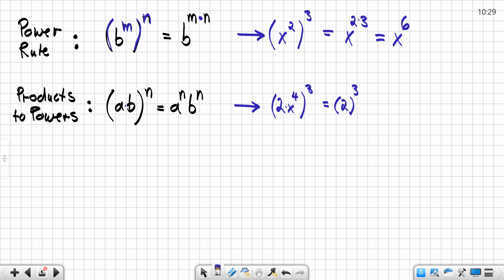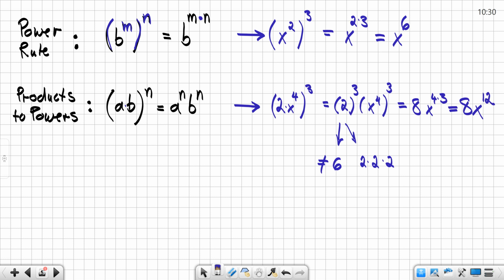This is 2 raised to the third power times x to the fourth raised to the third power. This first one is not going to be equal to 6. At that moment, you are doing a common mistake. 2 times 3 is 6, correct. But what you are supposed to do there is what is 2 raised to the third power. This right here means 2 times 2 times 2, 3 times, and that is 8. And I get x raised to the fourth, raised to the third power. What I have to do is multiply the exponents, not adding, and 4 times 3 will give us 12.